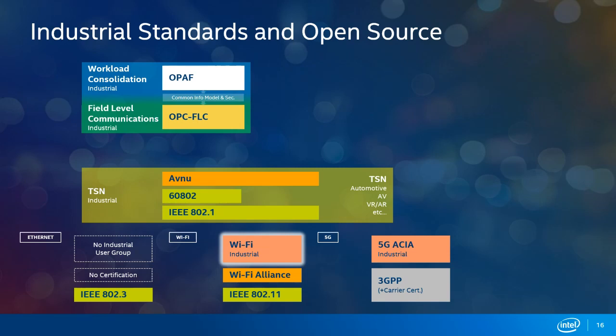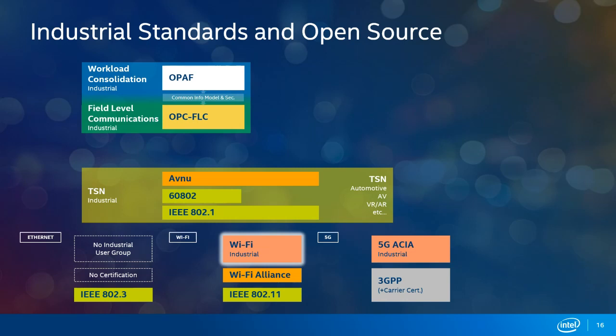So when we talk about workload consolidation, taking things off a bunch of fixed function devices and moving them into virtualized environments on common off-the-shelf hardware, this is driven primarily in the work we're doing in the Open Process Automation Forum, OPAF. And then I mentioned the field level communications with the OPC Foundation. Their field level communication group is defining common ways to network and share information from the factory floor all the way to the cloud.